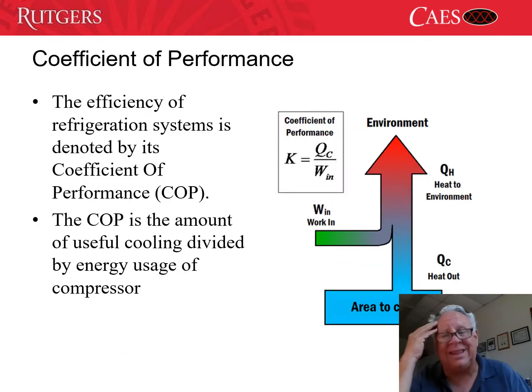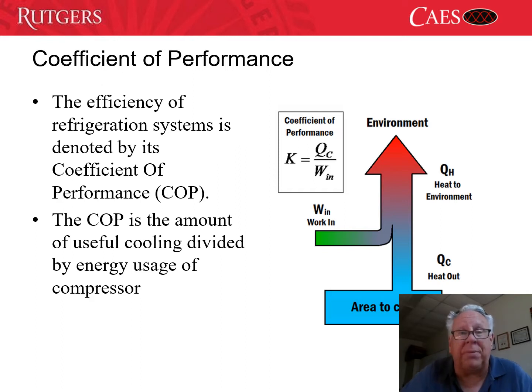So how do we think about efficiency in a compressed air system? Well, to be honest with you, we're not interested in efficiency the way you would look at it with a motor system. We're looking at how much heat you pull out of the refrigerated space over how much it costs you to drive that compressor. And that comes out to be something that's denoted as the coefficient of performance, the amount of useful cooling divided by the energy usage of the compressor.